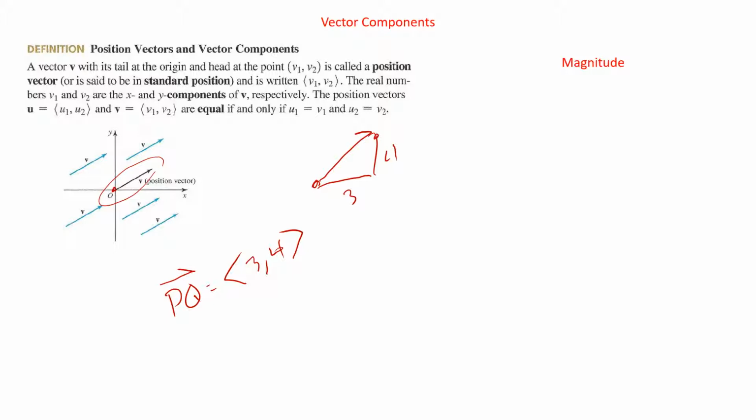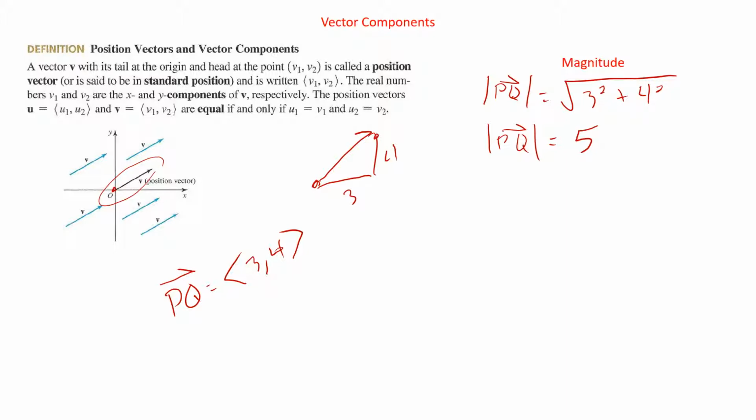The notation for magnitude is going to look like absolute value, kind of like with matrices. So we have the magnitude of PQ, that's just going to equal the square root of 3 squared plus 4 squared, which we shouldn't need to do the math on that one. We should know that that will equal 5. So the magnitude is 5.